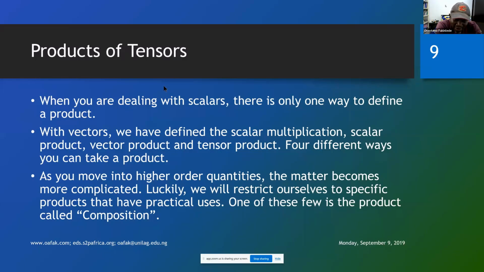Now, if you move to higher order quantities, from scalar to vector, we have 4 different multiplications. When you get to tensors, the number of different multiplications goes up to 16. So don't just begin to examine them, but we are going to be specific. We are going to deal with only 2. The first one, we have already dealt with it here.